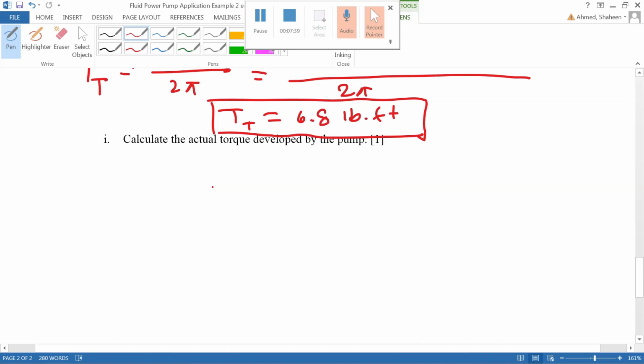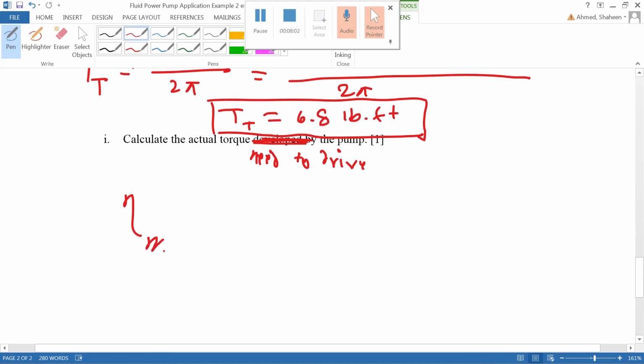Now calculate the actual torque developed by the pump. It should actually be the actual torque needed to drive the pump. That's what the language should be.